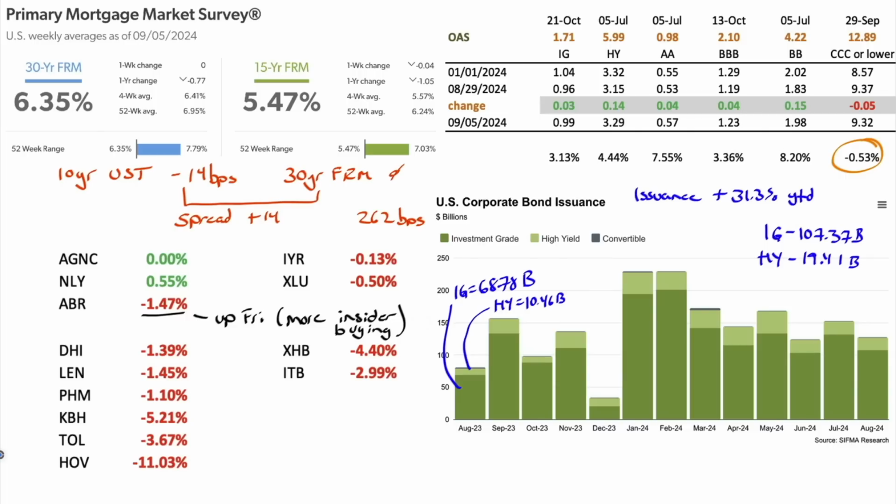Mortgage rates Thursday over Thursday unchanged, even with a nice pullback in the 10-year of 14 basis points. The fixed rate mortgage did not budge, so spread increased again by 14 at 262. Our mortgage REITs kind of hanging out there. ABR down 1.47, but it was up on Friday.